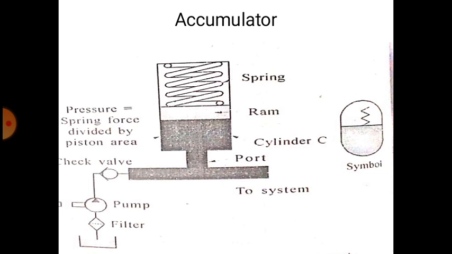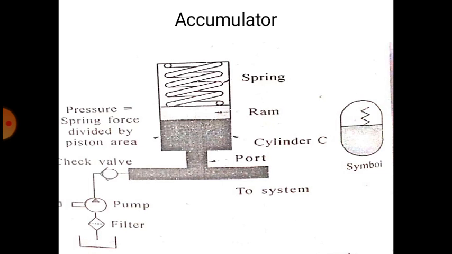So this is the accumulator. Just imagine when there is a power failure, the work being done by the accumulator will not stop. To complete the work, the oil will flow from the accumulator to complete the remaining work. It means the accumulator stores energy, potential energy, that can be used when there is a power failure or a pump failure.